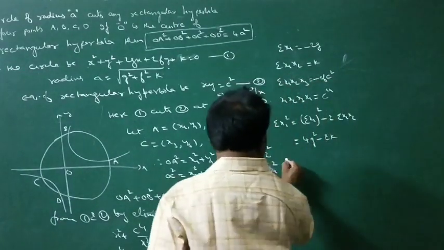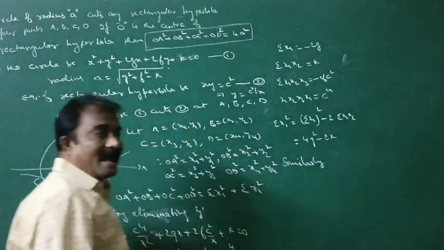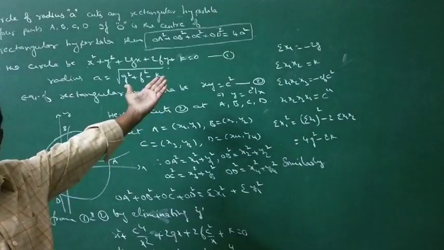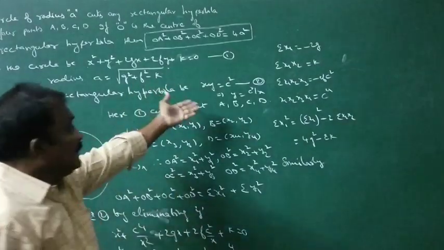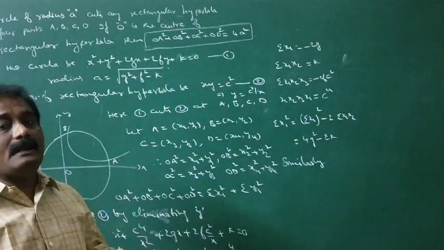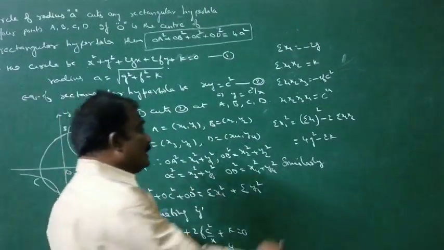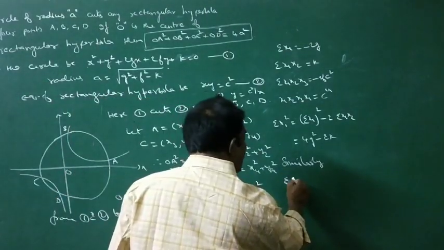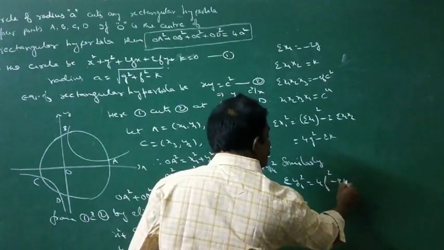Similarly, by eliminating x from 1 and 2, here we eliminated y. For getting sigma y1 square, we have to eliminate x from 1 and 2. Similarly, by eliminating x, we are getting sigma y1 square equal to 4f square minus 2k.